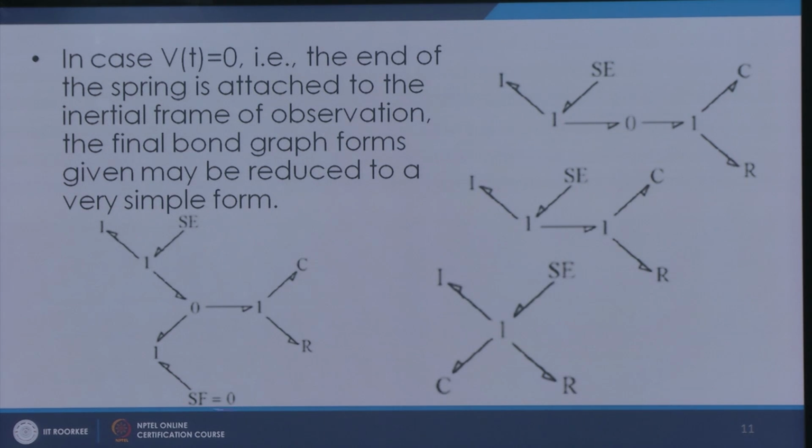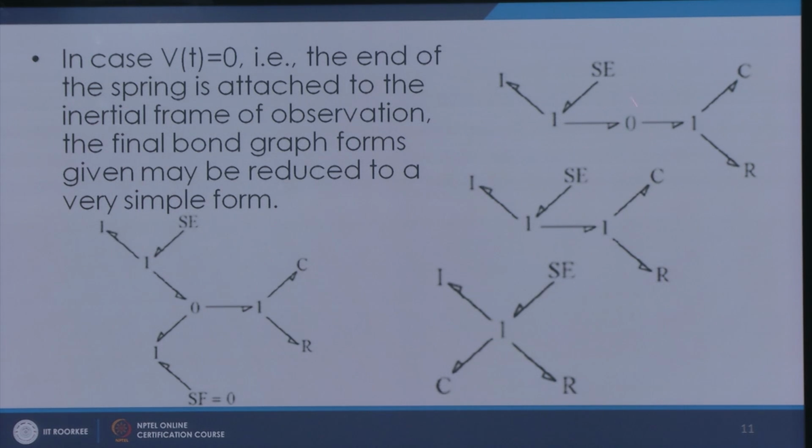Now, if I put Sf is equal to 0, here you see if this power is 0, so the power in this bond is also going to be 0. So, altogether we can remove this portion here, and when I remove this portion, this is what I get. So, SE, 0 and 1, and here C and R. Okay. And again you see that in this 0 junction, whatever power is coming, the same is going. So, this is redundant, and so we can remove this. This is what is also known as the reduction of your bond graph.